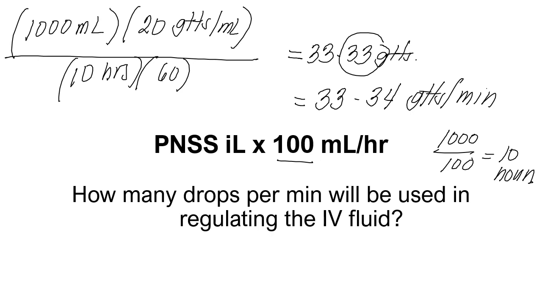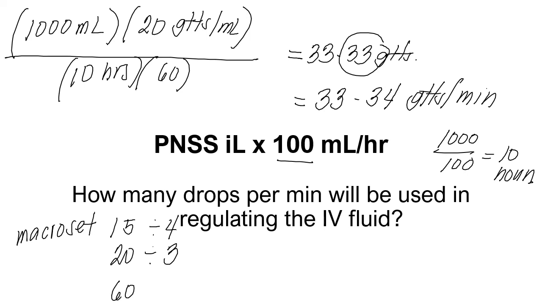You will be encountering a lot of problems related to this. And there's a shortcut. For your macro set, take note of this. If the drop factor is 15, the shortcut would just be to divide by 4. If the drop factor is 20, the shortcut would be to divide by 3. And if the drop factor is 60, you just divide it by 1.